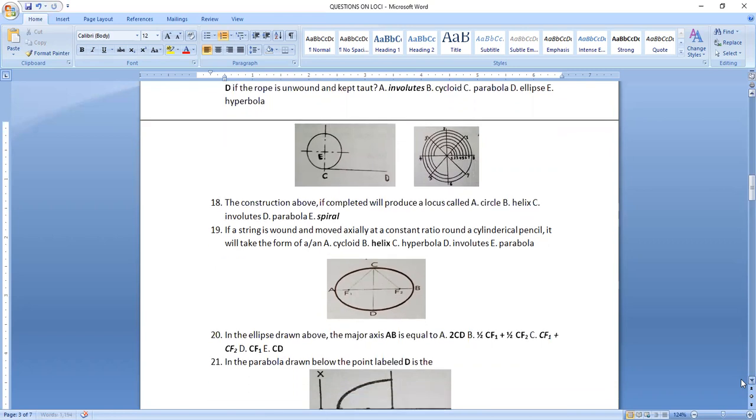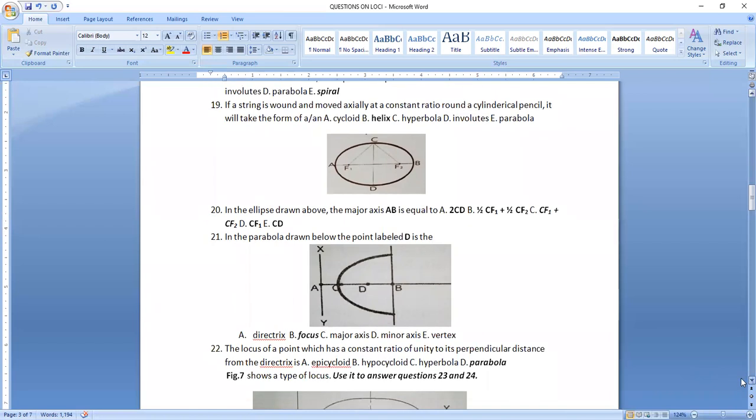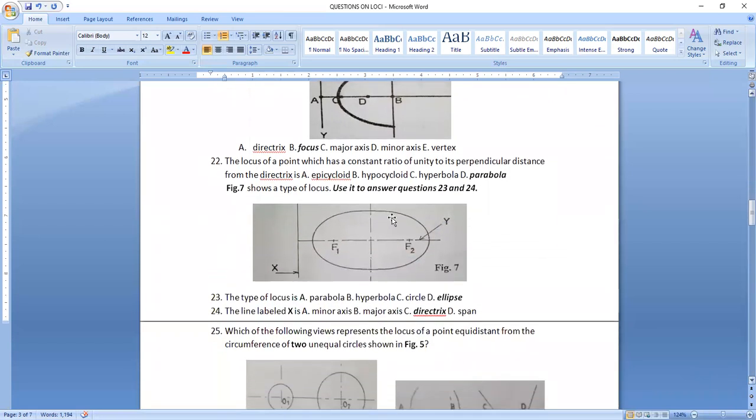And question 20. In the ellipse drawn above, the major axis is the sum of CF1 plus CF2. That's option C. Question 21. In the parabola drawn below, the point labeled D is the focus. So that is option B.